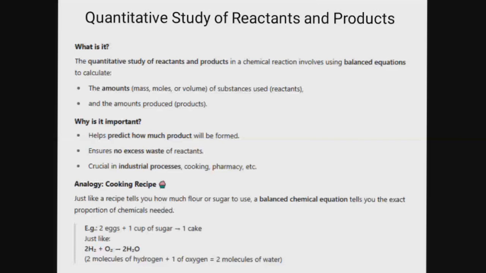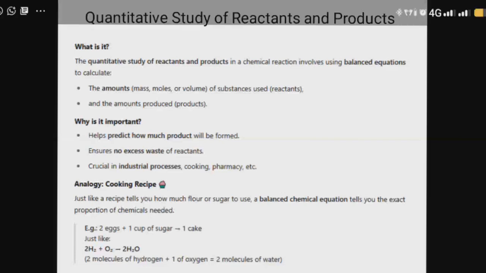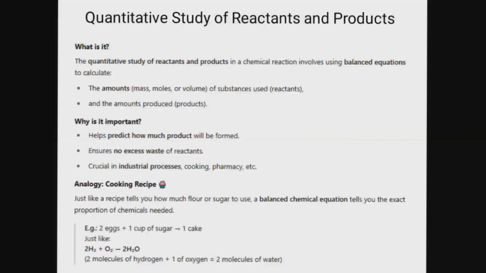In pharmacy, it's used in medicine and so many areas of life. Now, just as a recipe tells you how much flour or sugar to use, a biochemical equation tells you the exact proportions of chemicals needed. If we are to form 2 moles of water, we already know that we need 2 moles of hydrogen and 1 mole of oxygen.